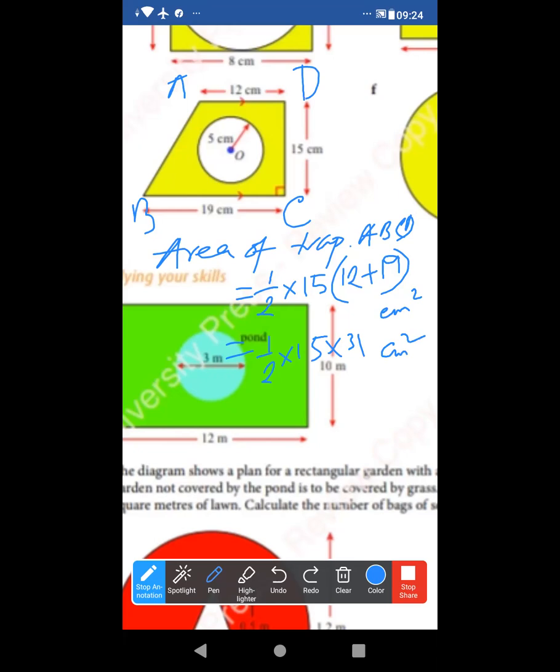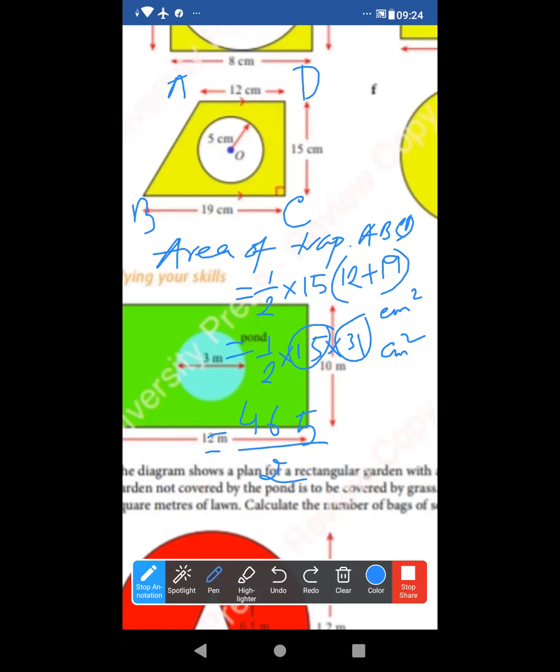Yes, ma'am, up to that I also have done. The area is what? 375? No, decimal will definitely come there, because 15 and 31 are both not directly divisible by 2. Okay, 15 into 31, what will be the answer? 15 times 1 is 15, 1 is carried, 15 times 3 is 45, plus 1 is 46, so 465. Then 465 divided by 2.